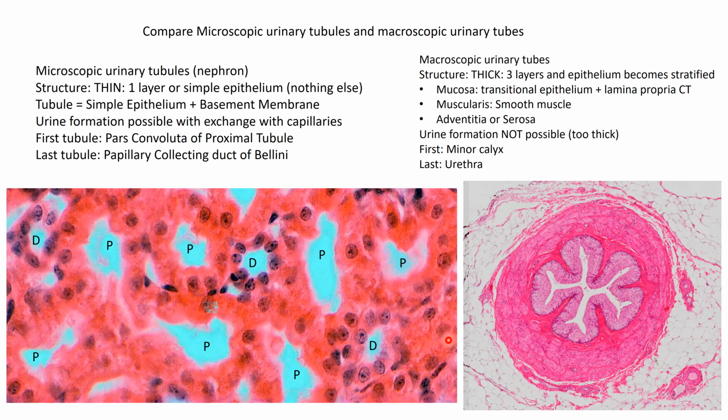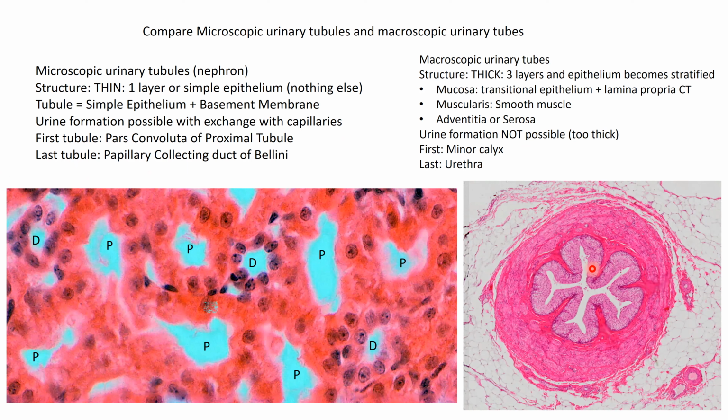Right now, I can't put my finger on a capillary bed, especially when it's so orange and pink. That's why I like to use the purple kidney for capillary beds. But it's there. You remember capillaries are kissy, kissy, huggy, huggy with the urinary tubules, so they can have exchange. The first tubule, you remember, is the pars convoluta of the proximal tubule, and the last is the papillary collecting duct of Bellini.